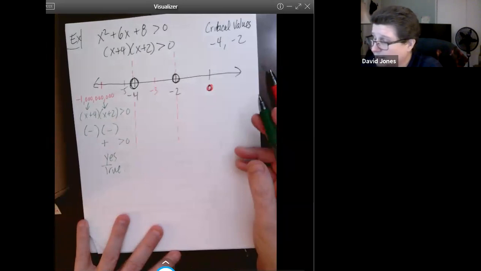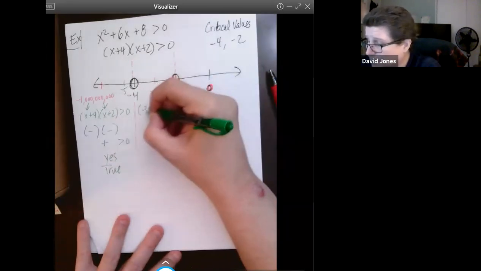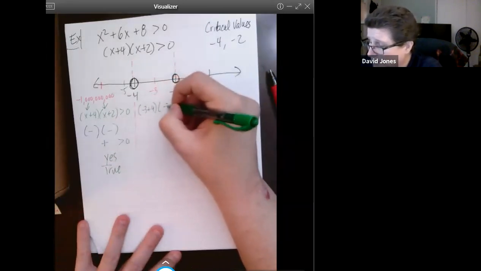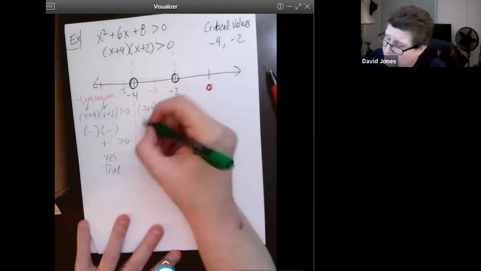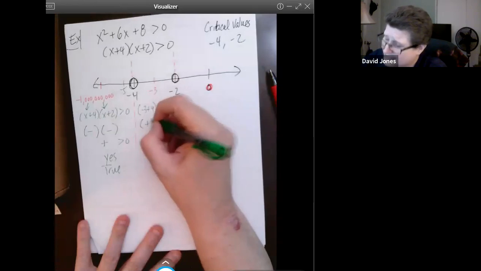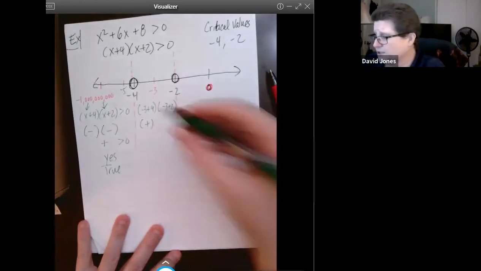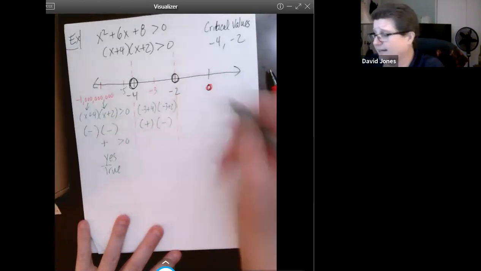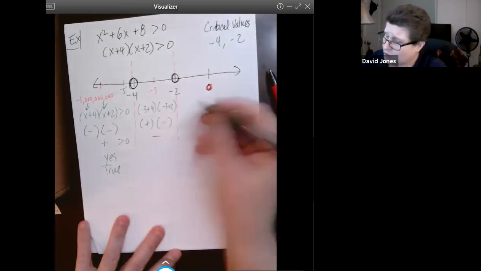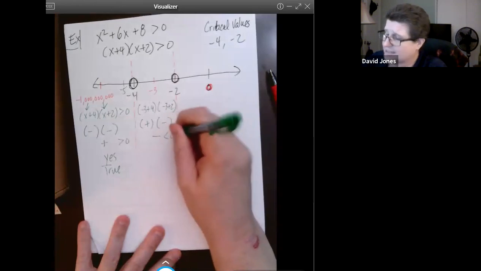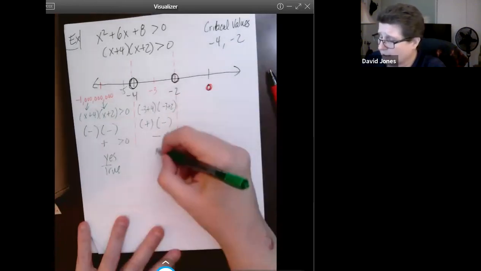I use -3. -3 plus 4, -3 plus 2. -3 plus 4, the 4 is bigger, so that's positive. -3 plus 2, the 3 is bigger, so that one's negative. And a positive times a negative is a negative, and negative is not greater than 0. This doesn't work here, it's false.